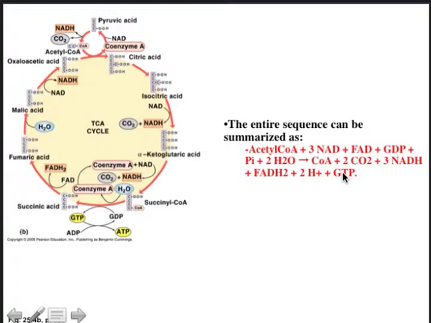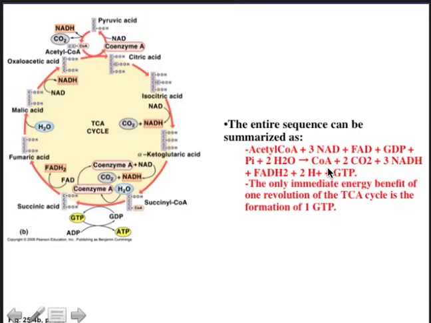Enzymes operate at optimal temperatures, and the optimal temperature for the enzymes that make up metabolism is 37 degrees C, which is 98.6 Fahrenheit. That's body temperature, okay? And so the heat that's generated here serves to maintain the optimal temperature for these enzymatic reactions to proceed.